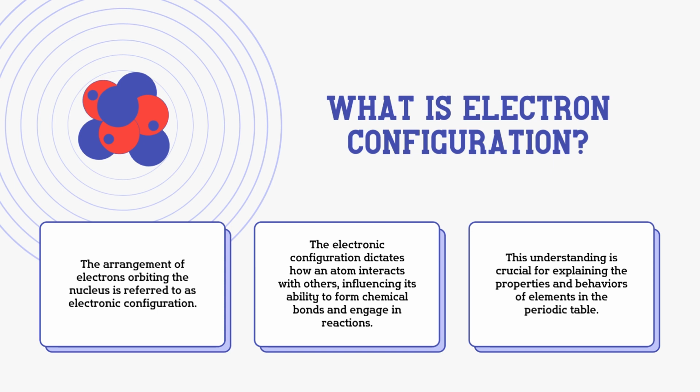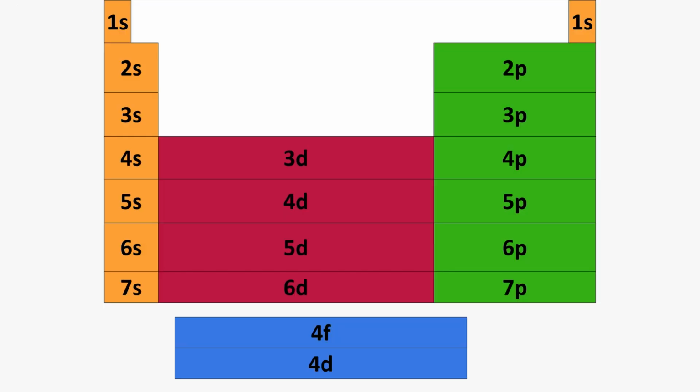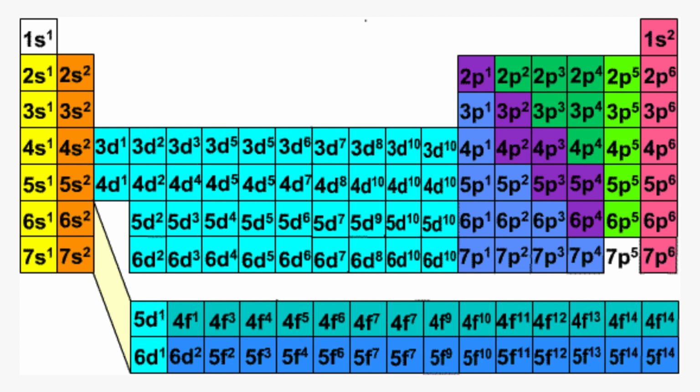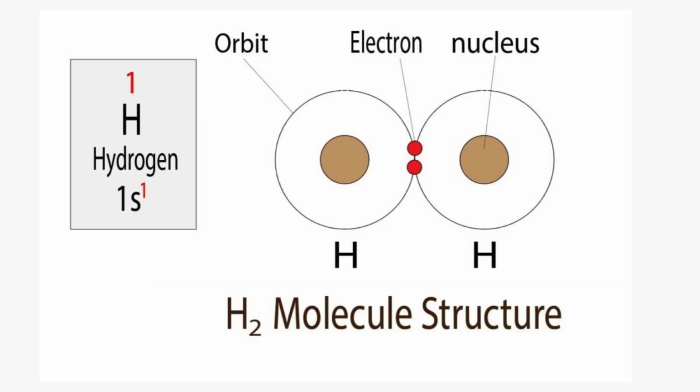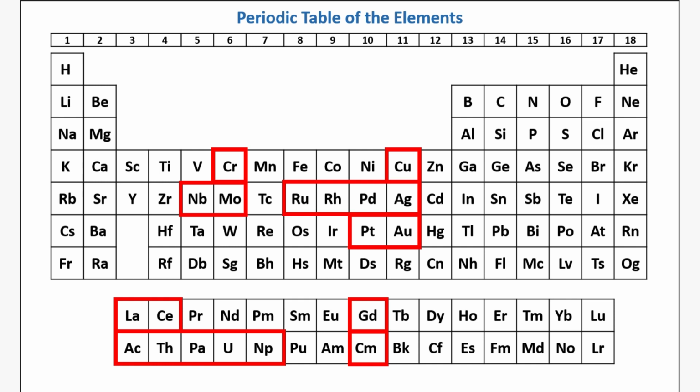Now at last, let's look at electron configuration. The electronic configuration dictates how an atom interacts with others, influencing its ability to form chemical bonds and engage in reactions. The arrangement of electrons orbiting the nucleus is referred to as electronic configuration. The electron configuration of an atom describes how its electrons are distributed among the various atomic orbitals.